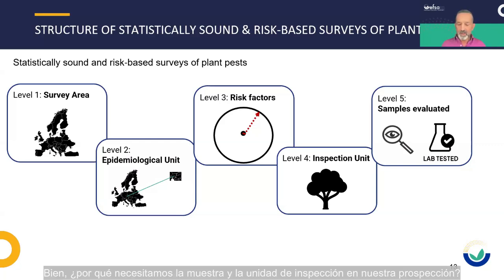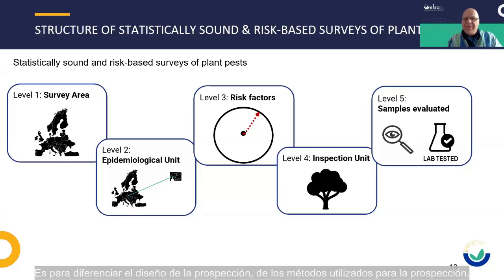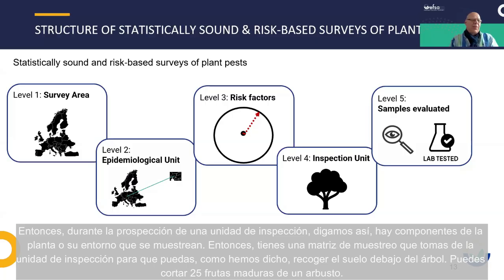Why do we need the sample and inspection unit in our survey? This is to differentiate the survey design from the methods for inspection. So during the inspection of an inspection unit, there are components of the plant or its environment that are virtually or physically sampled. So you have a sample matrix that you take from the inspection unit. So you could, as we have said, collect the soil under the tree.